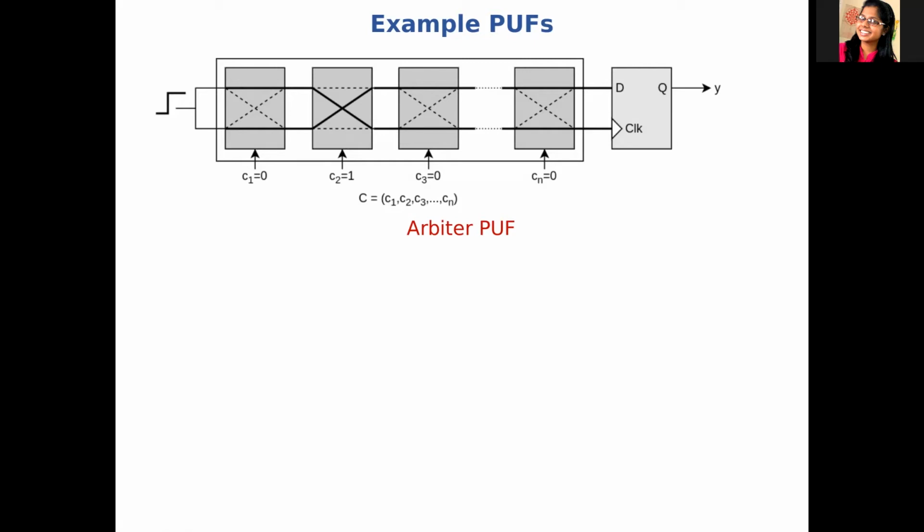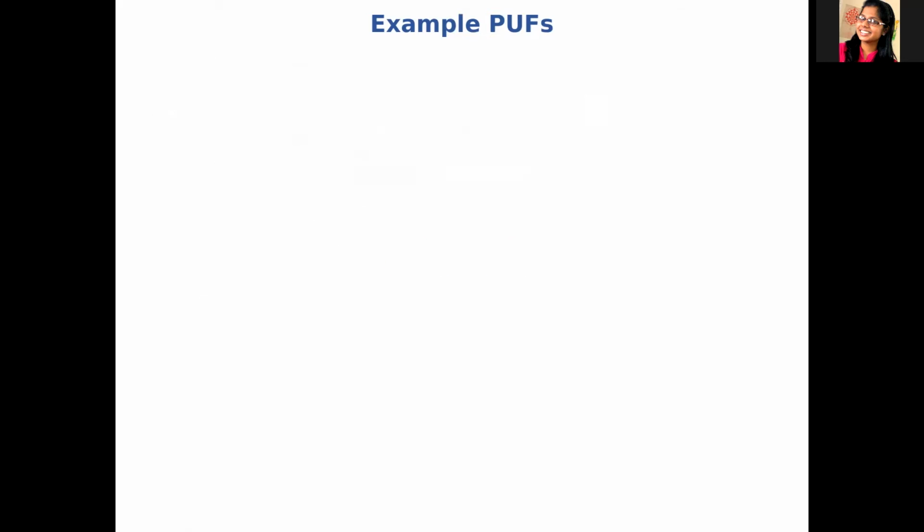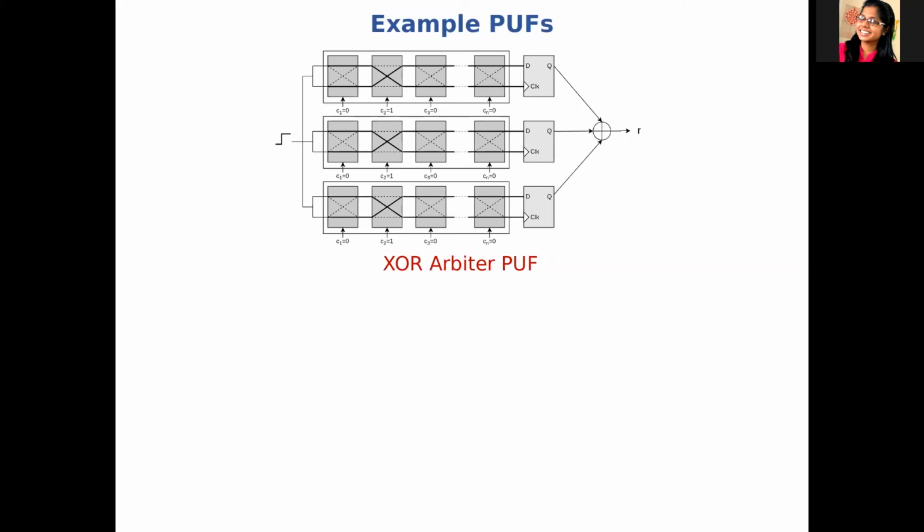Soon after this design was proposed, it was shown that its output can be predicted using a linear model. So now the next task was to introduce non-linearity in the circuit. One of the approaches was to introduce a feed-forward component. Another one was to introduce an XOR gate, which combines multiple arbiter PUF outputs using an XOR gate. However, these were also proven to be learnable. Now, this brings an important question.